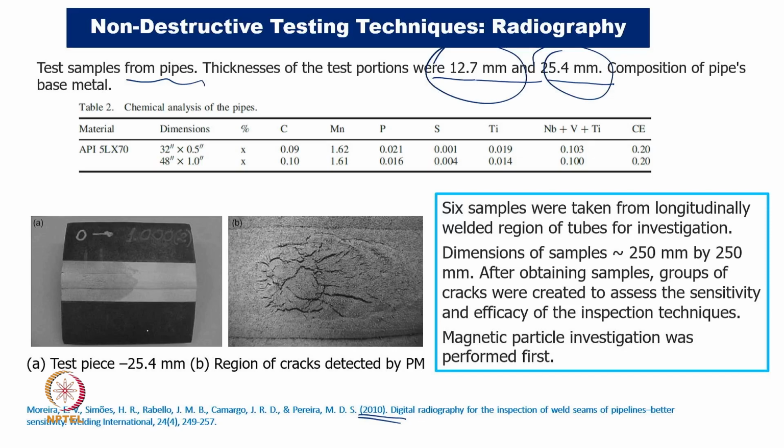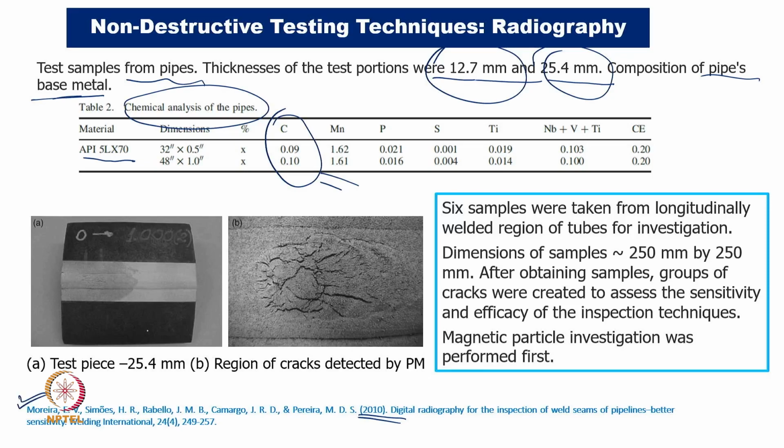And then the material has already been defined. The base material has been shown in this table 2. It is a low carbon steel, with the percentage given in this case, and the grade is an API material, 5L X70, and the whole thing has been described in this reference.